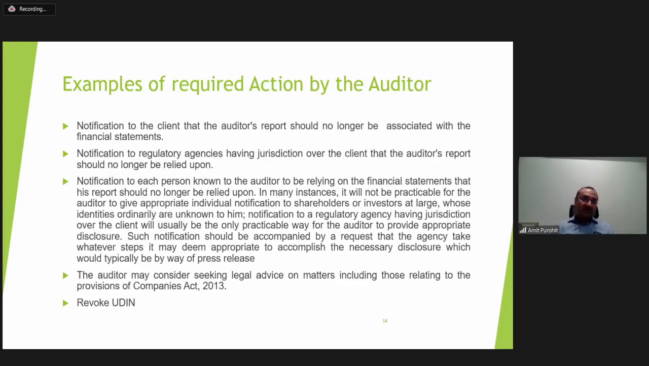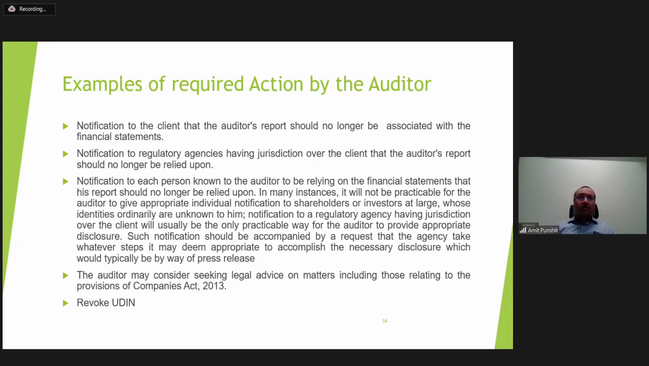What is the action required to be taken by the auditor? Notification to the client that the auditor's report should no longer be associated with the financial statements, and notification to the regulatory agency having jurisdiction over the client that the auditor's report should no longer be relied upon. In the case of a listed company, it can be SEBI. In the case of a non-listed company, it can be ROC.